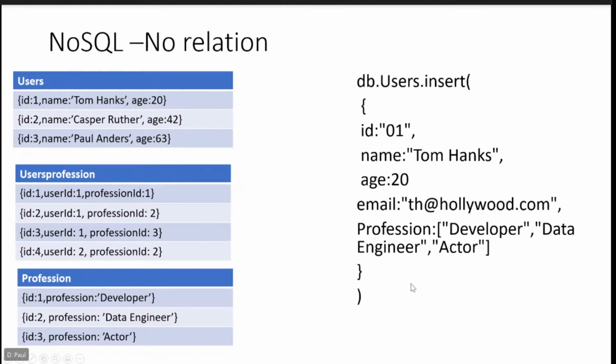But now look at this part on the right side. It's that simple. You don't have to have three tables to have that relationship. This is something called embedded. So see, the first part is ID, name, age, and then email address. But for the profession part, to get the same result as SQL, where you have to have these three tables, you can have only one attribute and put those values embedded: developer, data engineer, actor. So you can easily avoid those relationships here by embedding whatever extra attributes you need.